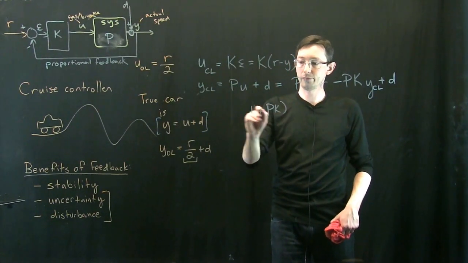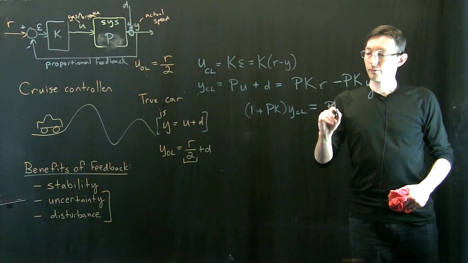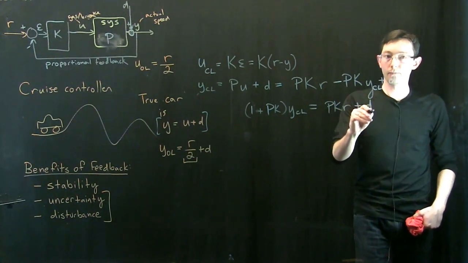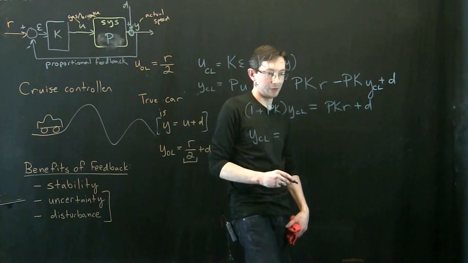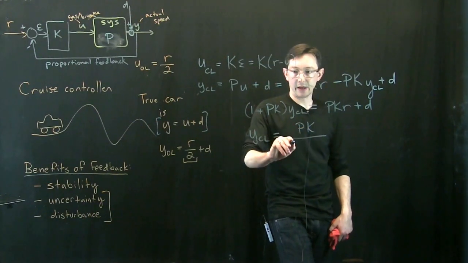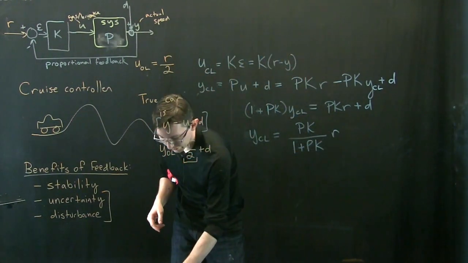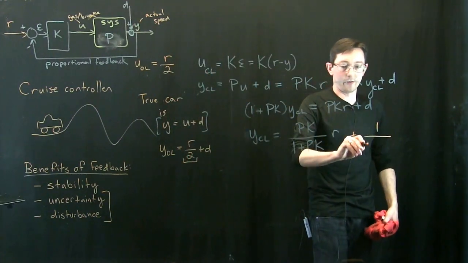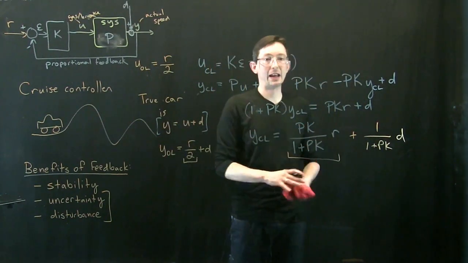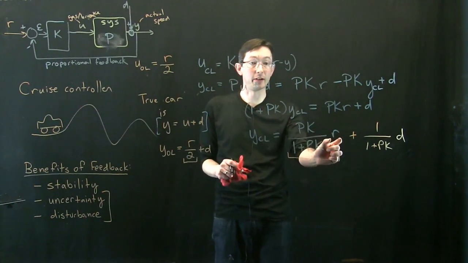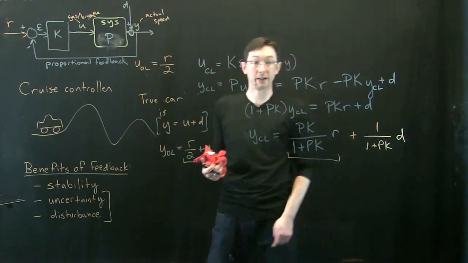1 plus PK times Y closed loop equals PK times my reference plus my disturbance. Okay, and the last thing I have to do is just solve for Y closed loop equals PK over 1 plus PK times the reference. Plus 1 over 1 plus PK times the disturbance. Okay? So this term tells me how well my output speed matches my reference speed. And this term tells me how much disturbances get reduced by effective control.